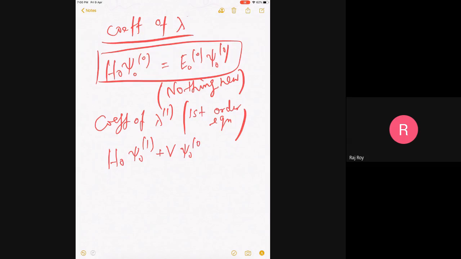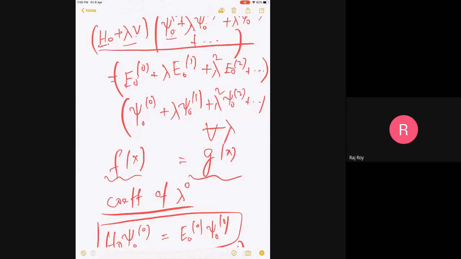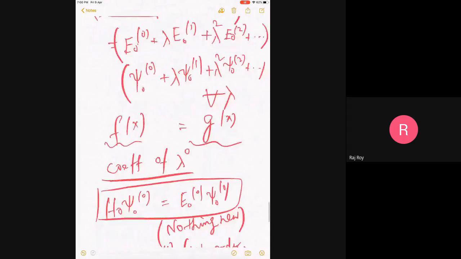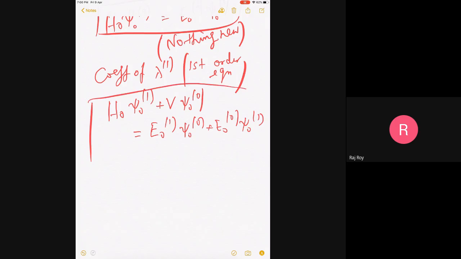Please see this manually. I will tell you the trick later. Then equal to E naught 0 psi 0 1 and E naught 1 psi 0 0. So E naught 1 psi 0 0 plus E naught 0 psi 0 1. This now becomes my first order equation.